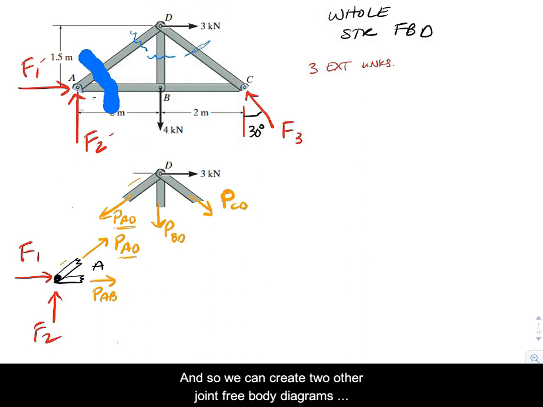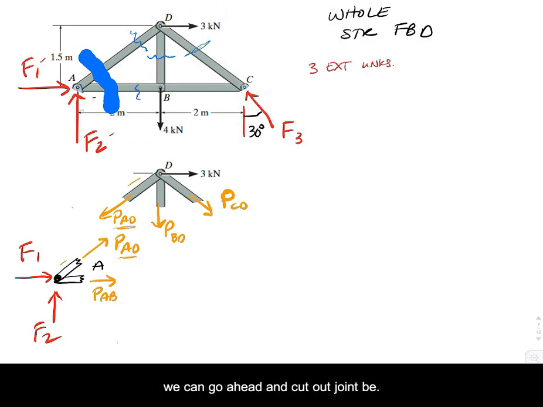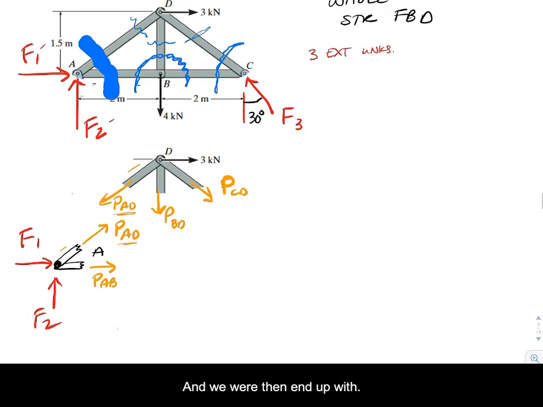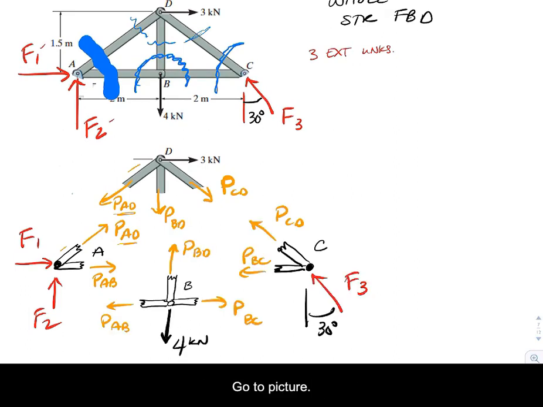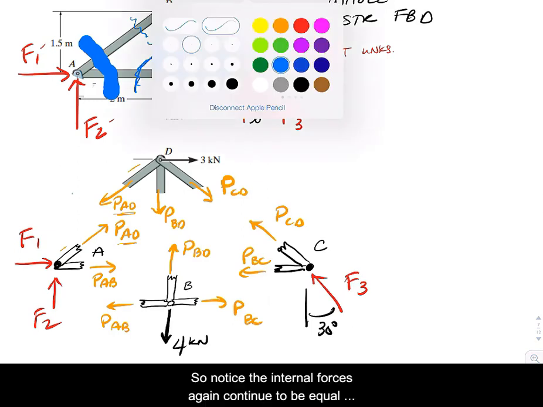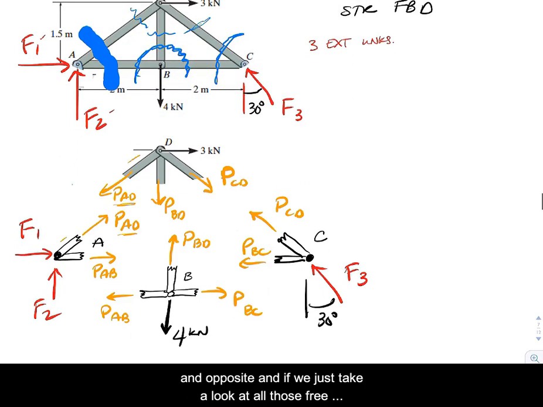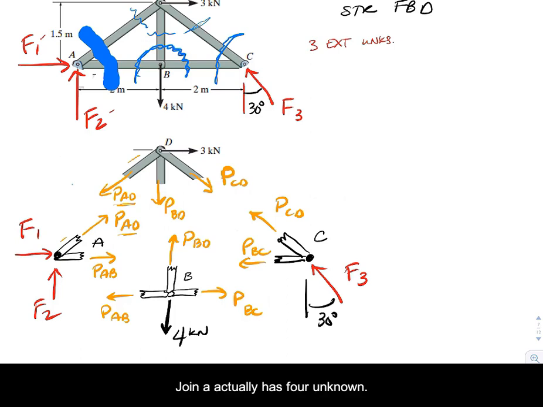And so we can create 2 other joint free body diagrams. We can go ahead and cut out joint B right there. And we can also do the same thing over at C. And we would then end up with those 2 pictures. So notice the internal forces again continue to be equal and opposite. And if we just take a look at all those free body diagrams, we would see that joint D, joint B, and joint C each have 3 unknowns. Joint A actually has 4 unknowns.